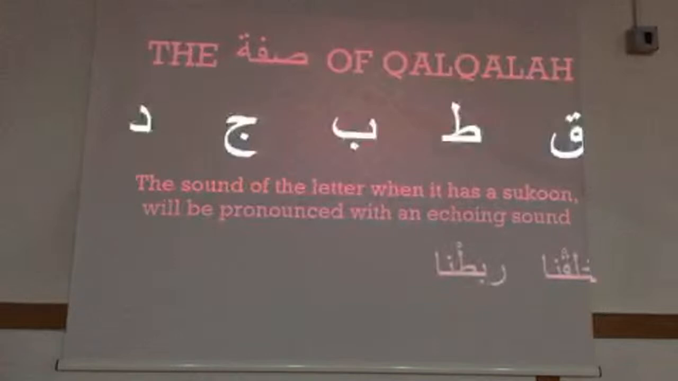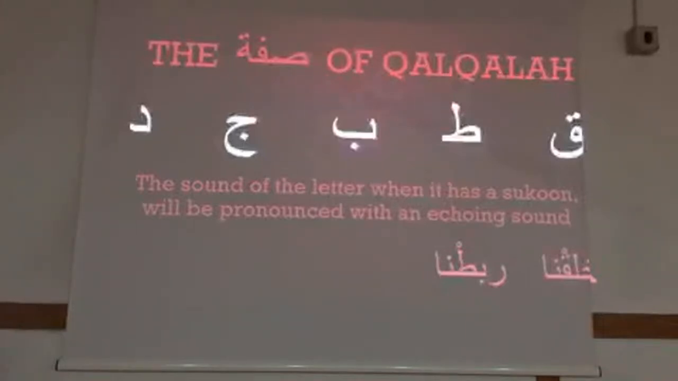An example of ta. Listen to me very carefully. This is without qalqala. Rabat. That's without qalqala, but that's wrong. So we want to bring in qalqala. Rabat. Can you hear that echoing sound? So I want you to say after me, Rabatna.